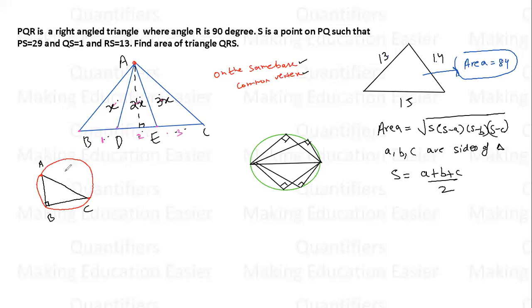Now see what is happening here. We have a right angle triangle and a circumcircle. So what can we say? We can definitely say that AC will be the diameter of the circle. Just now I explained this concept to you. AC will be the diameter of the circle.